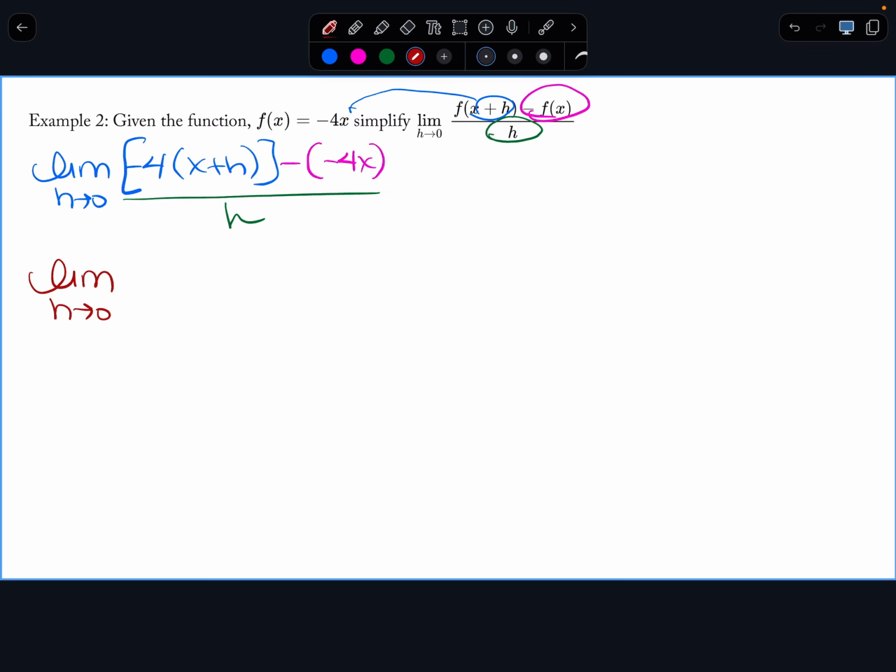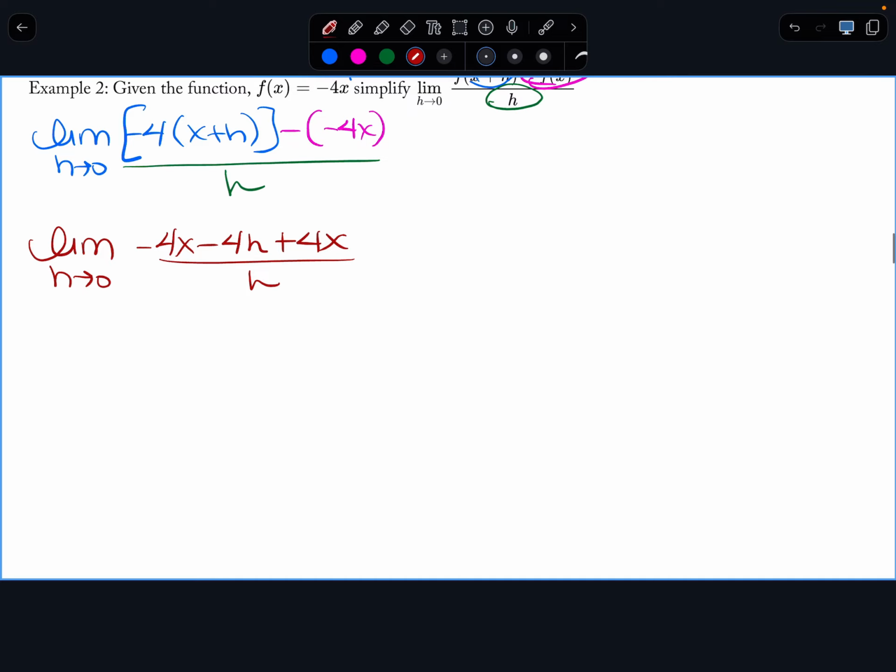Okay, so I'm taking the limit as h approaches 0. I'm going to distribute negative 4x minus 4h plus 4x all divided by h. And you'll notice that my 4x's cancel out. So I have the limit as h approaches 0, negative 4h over h. H's cancel out, and I'm left with a negative 4. So again, when I do my limit, I reduce first. Reduce the fraction first, and whatever's left over, if I have something left over that has h, then I plug in 0 for h. Okay. Questions that you guys have?